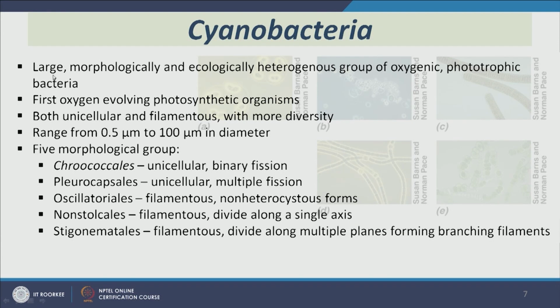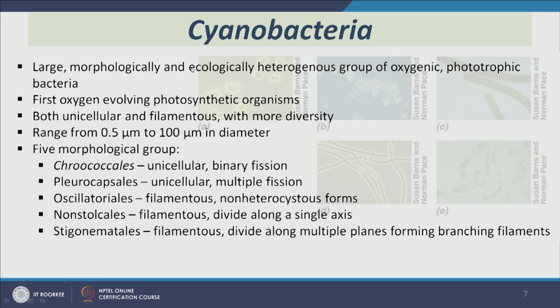These are a large, morphologically and ecologically heterogeneous group of oxygenic phototrophic bacteria. So many terms in this bullet, so let us take a look at each of them. They are phototrophic bacteria, pretty evident. They are oxygenic, they generate oxygen, so therefore they use water as their electron donor. They are heterogeneous. How are they heterogeneous?